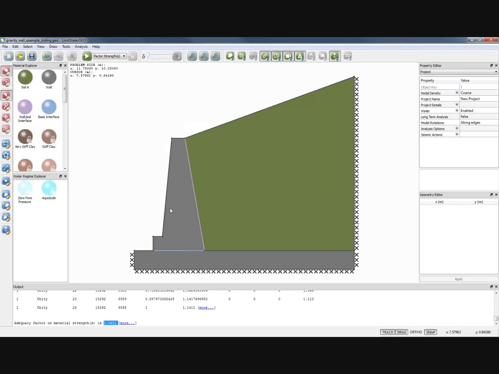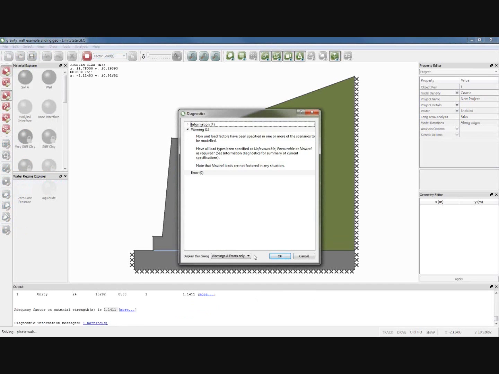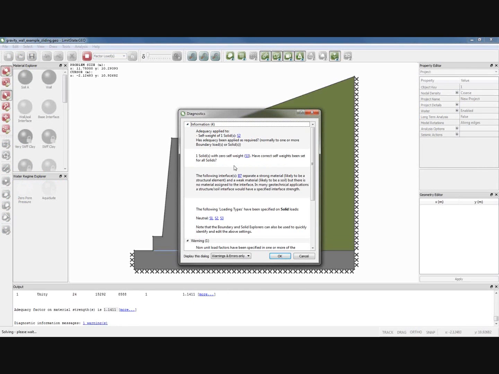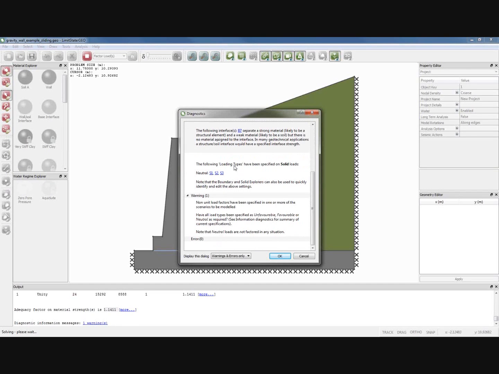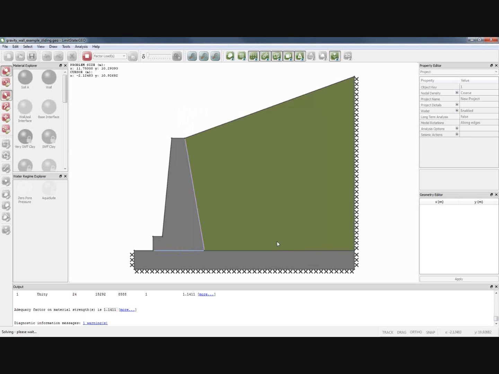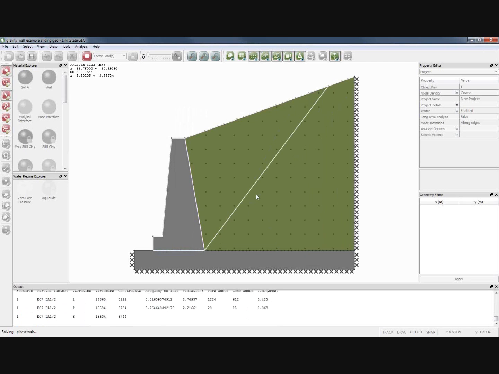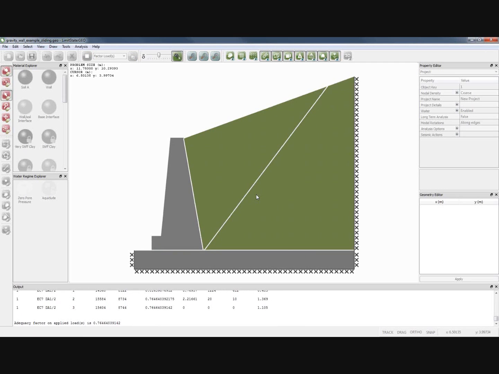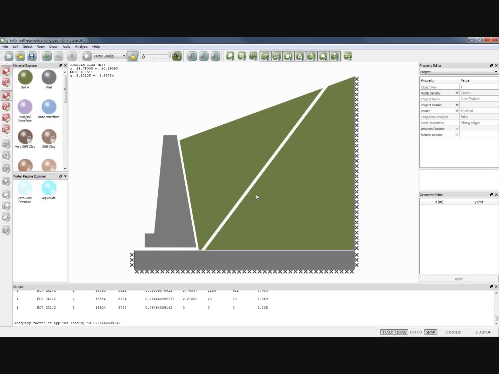So if we run that analysis using, say, factor load again, we get the diagnostic pops up, and this is quite useful just to give you some information about the problem you're modeling and just to help you check that you've set everything that's required. But it's saying we're applying partial factors, but we haven't actually told the program what loading is favorable or unfavorable or neutral. In this case, it doesn't really matter because all the loads in this particular problem are going to be factored by 1, but we can set those separately using the property editor.